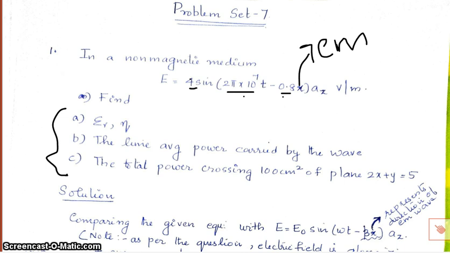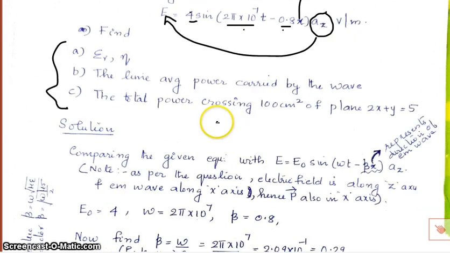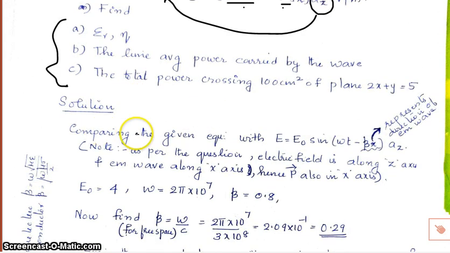So here the electromagnetic wave is along the x-axis, and the A_z unit vector is written here, and that shows that your electric field is along the z-axis. So H will be along which axis? The magnetic field will be along the y-axis. So here it is written, compare the given equation with your standard equation.